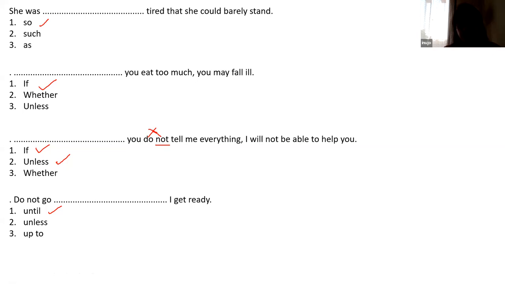And next week we'll do a new chapter. I mean, new chapter in the sense, there are different types of sentences. So that we'll take up in the next class.